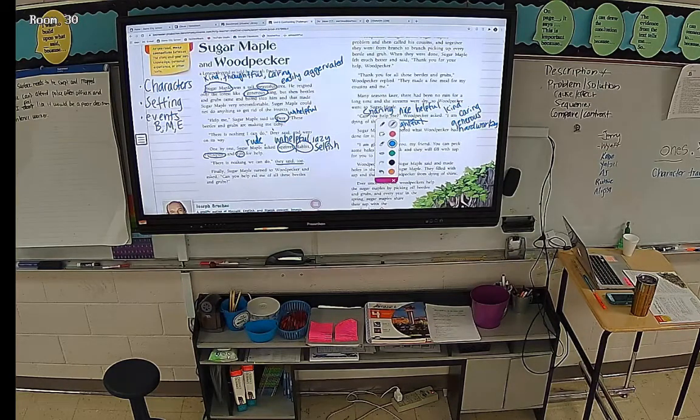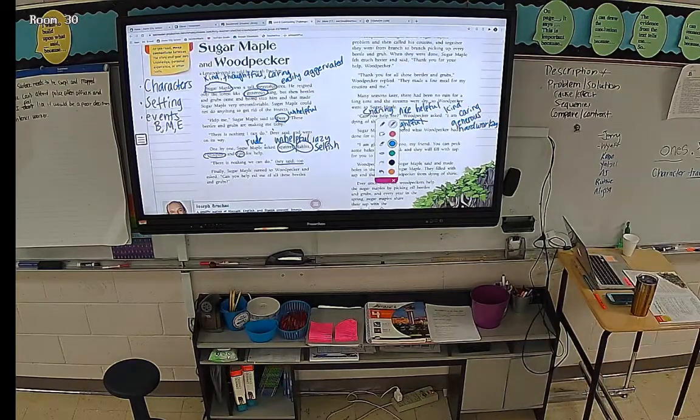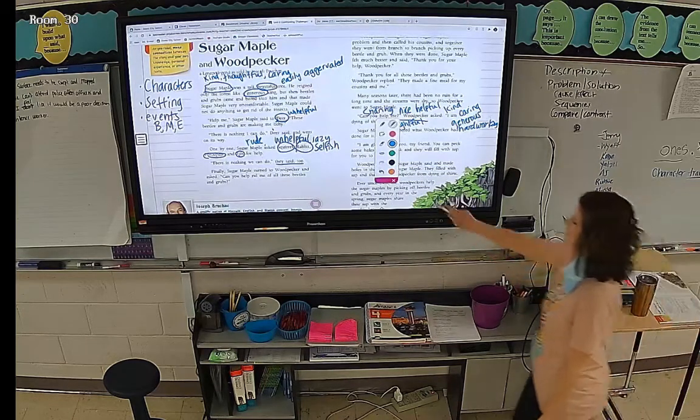5, 4, 3. Okay, so character traits. They are words we use to describe the characters. Okay, now we need to move on to the setting. In the very beginning, where is your story taking place? Who can come circle for me the setting? Circle a word that would tell you the setting. Hayes, come to the board. We're going to do the setting in green.